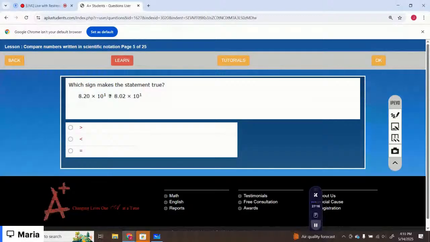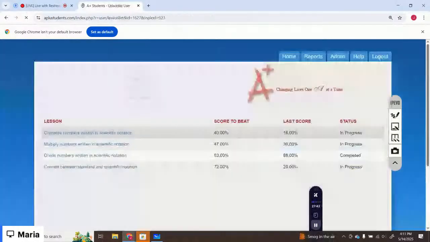Which sign makes the statement true? 8.20 times 10 exponent 1 and 8.02 times 10 exponent 1. So which is the correct option? 8.20 times 10 exponent 1 is greater than 8.02 times 10 exponent 1. Okay, you can complete the lesson by yourself later today. Let me just move to the next lesson.